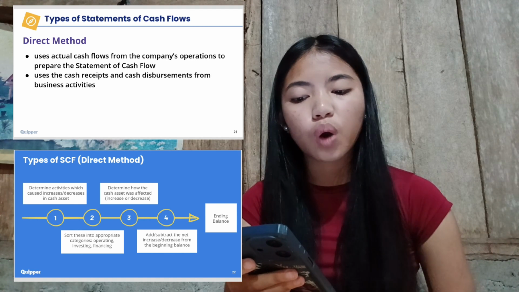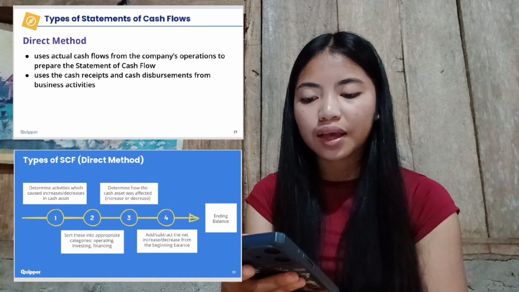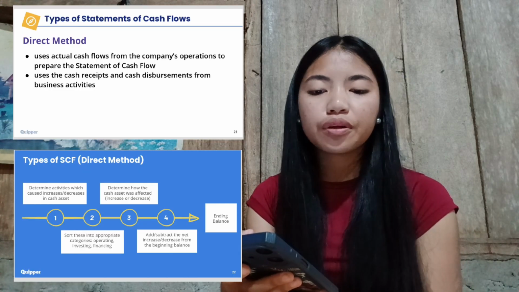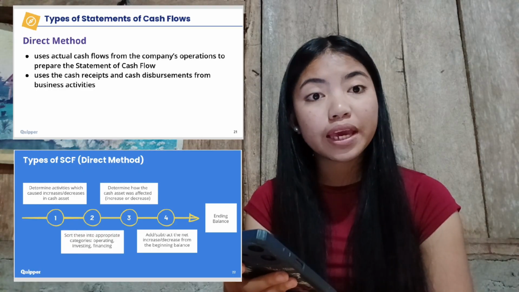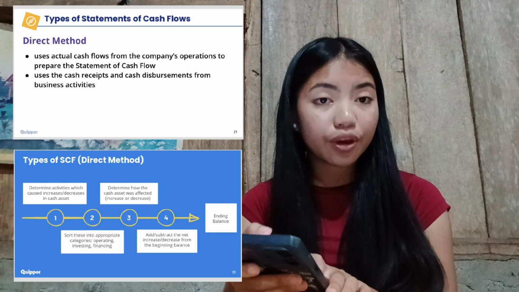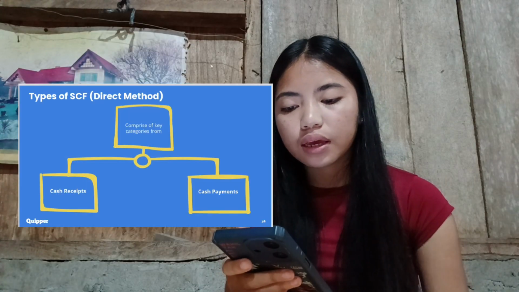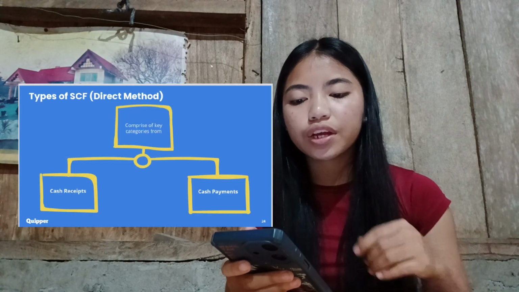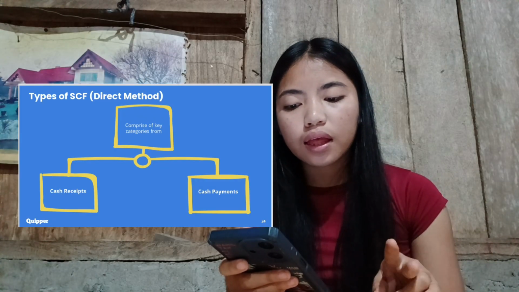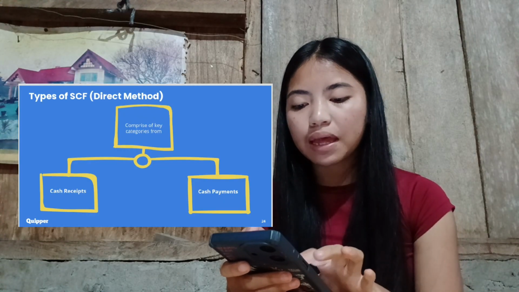And next, you have to add or subtract the net increase or decrease from the beginning balance. So you subtract or add the net increase or decrease to your beginning balance. And lastly, you will have the ending balance. So the direct method comprises two key categories: cash receipts and cash payments.